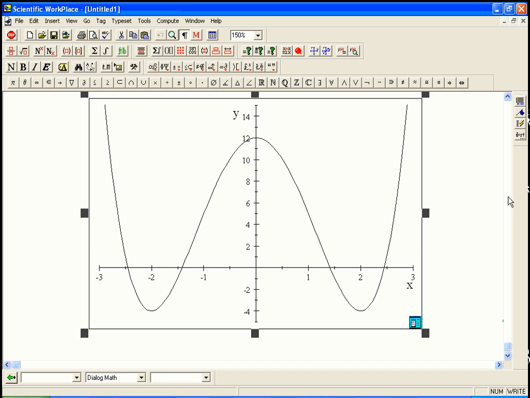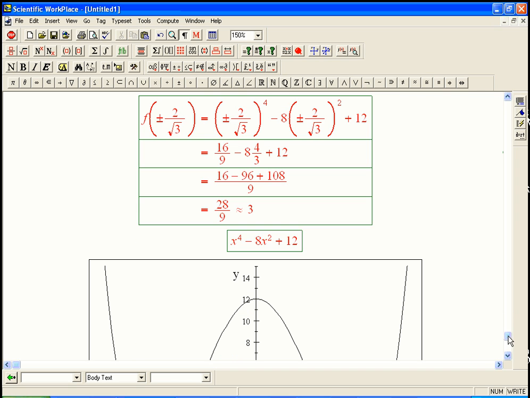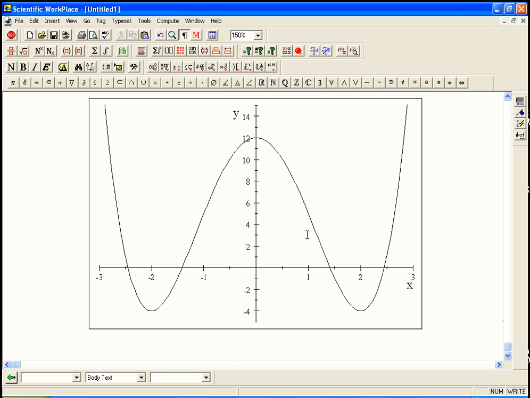And then the other points were the inflection points. 2 over root 3, if you calculate on the calculator, it's a little bit more than 1. And then the y value is just a little bit more than 3. And so there it is, right about here. And here, we would have plotted these points. So I'll just highlight the 1, 2, 3, 4, 5, 6, 7, 8, 9 points.